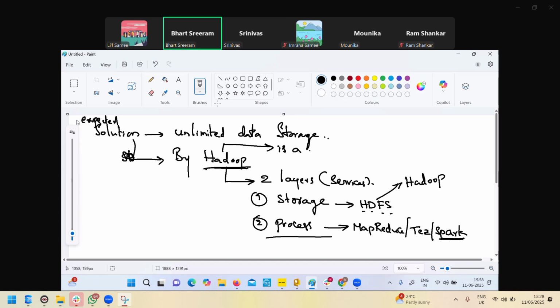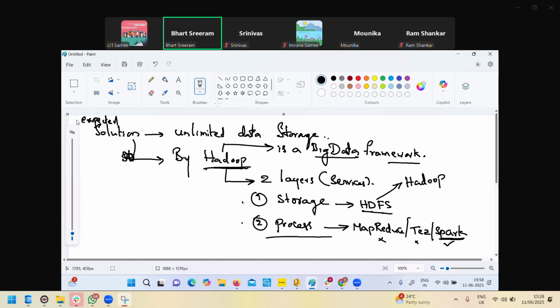Simply, don't say it is a database. It's not a database. It's a big data framework; within the word itself the meaning is there. This framework has two services: storage and process. For the storage you have HDFS, and for the process MapReduce, outdated; Tez, outdated; now the latest is Spark.